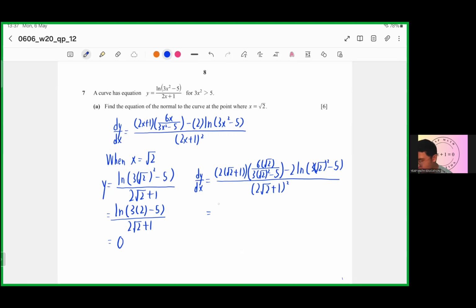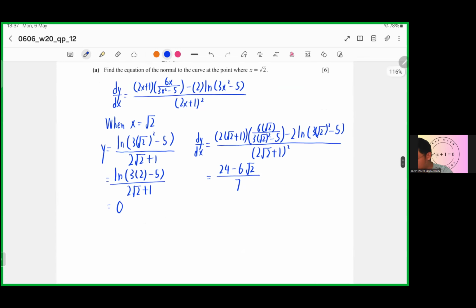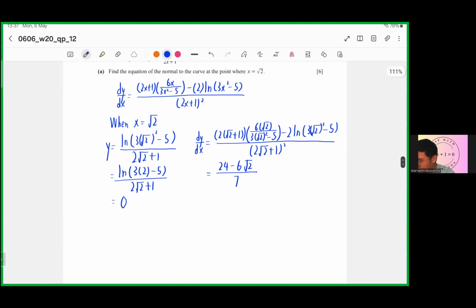Okay, 54 minus 6 sub 2 over 7. After that, because you say the equation is normal, right? So the normal goes to negative 7 over 24 minus 6 sub 2. I hope the guys can understand.